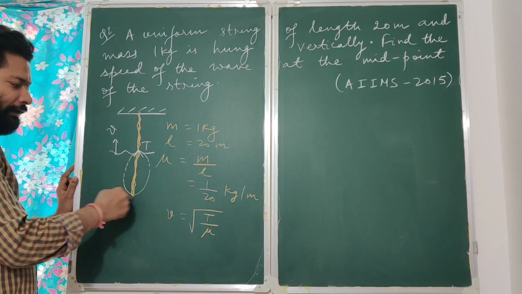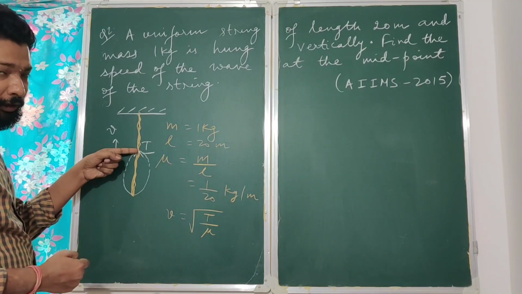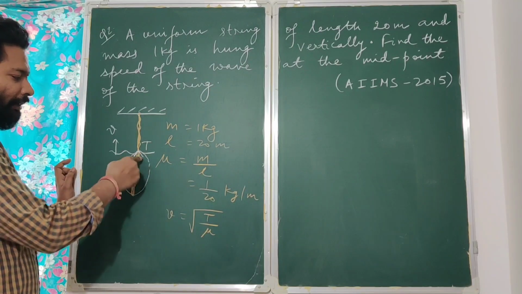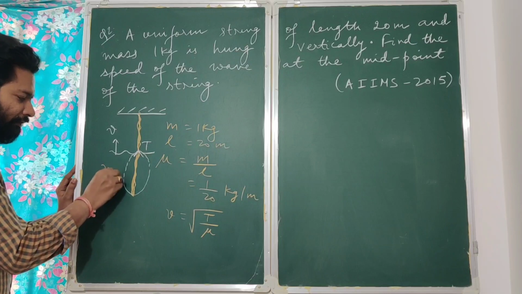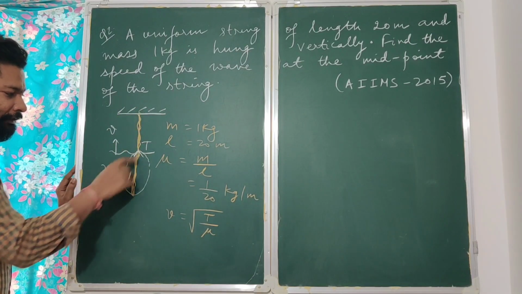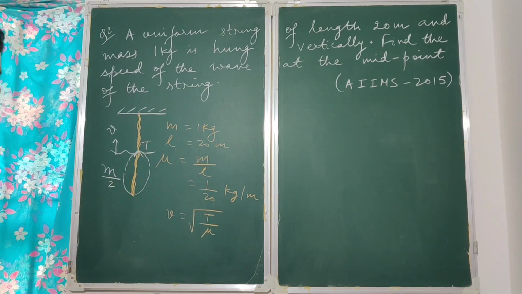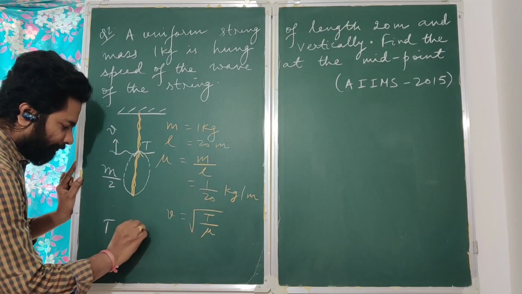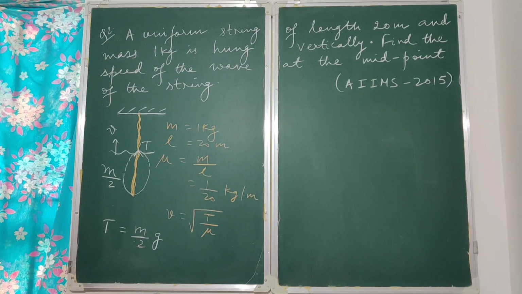So we have to find what is the weight of the string which is lying below the midpoint. In order to find out that weight, you need to know the mass. So this length will be L by 2. Let us say this whole mass is m. So what will be the mass of this part? It will become symmetrically m by 2, right? So the tension value will become m by 2 into g, which is mg by 2.